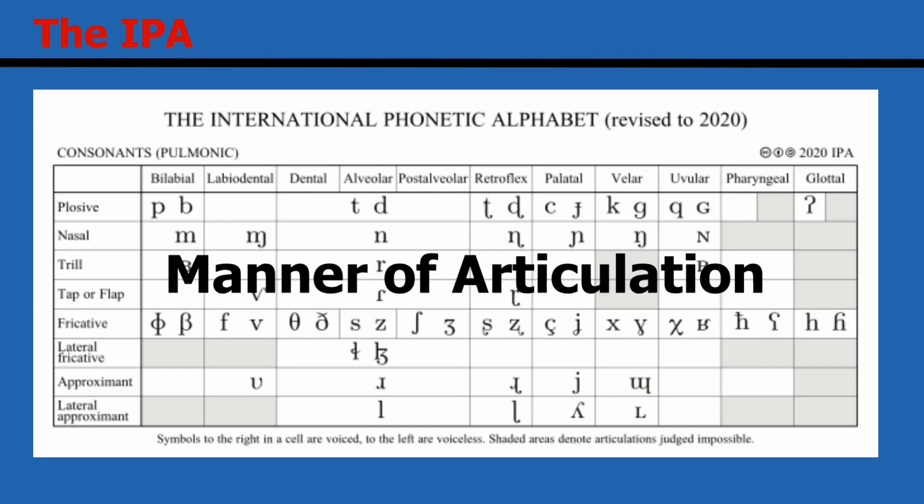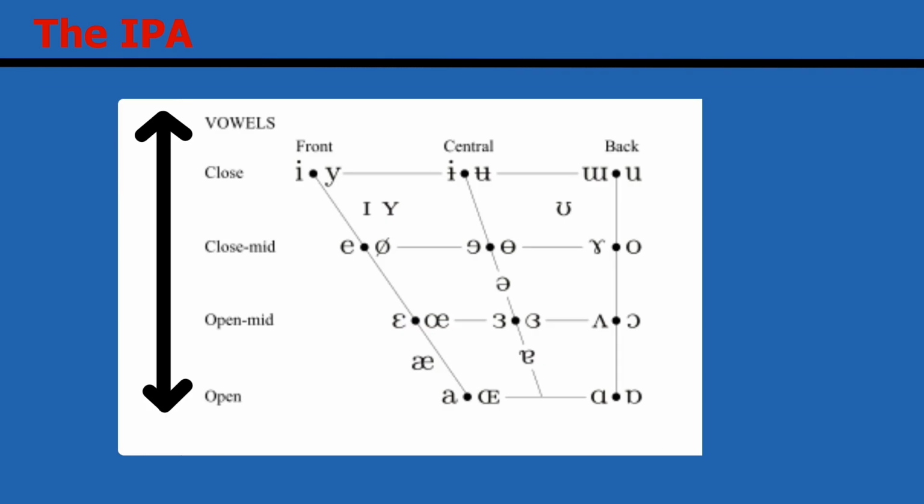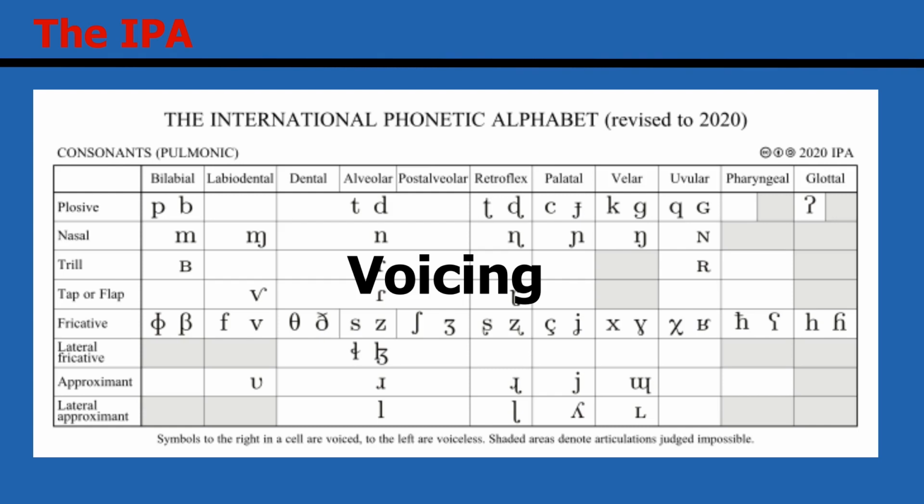Next, the manner of articulation, represented by the rows of the IPA, is the way the sound is produced. Consonants can either be plosive, fricative, affricate, nasal, approximant, tap or flap, trill, lateral approximant, and so much more. Vowels, on the other hand, are much simpler, the manner of articulation being only based off how open the mouth is. Finally, voicing is whether or not the vocal cords vibrate when producing the sound.